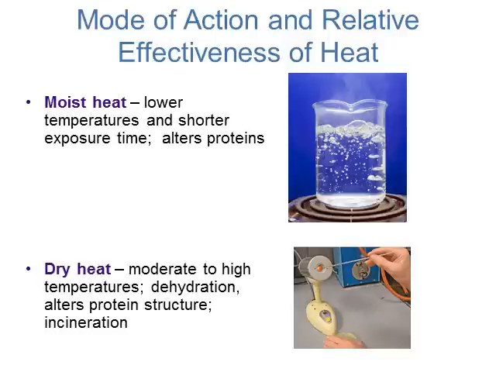You can also have dry heat. Dry heat has to be moderate or higher in temperature. Dry heat usually works by dehydration. It can also alter the protein structure because you'll heat up your cell and your protein will be denatured. What we use in lab is the Bunsen burner. We use a flame. We're basically incinerating our bacteria, burning up the cells. So we use dry heat as our method in lab a lot of times.